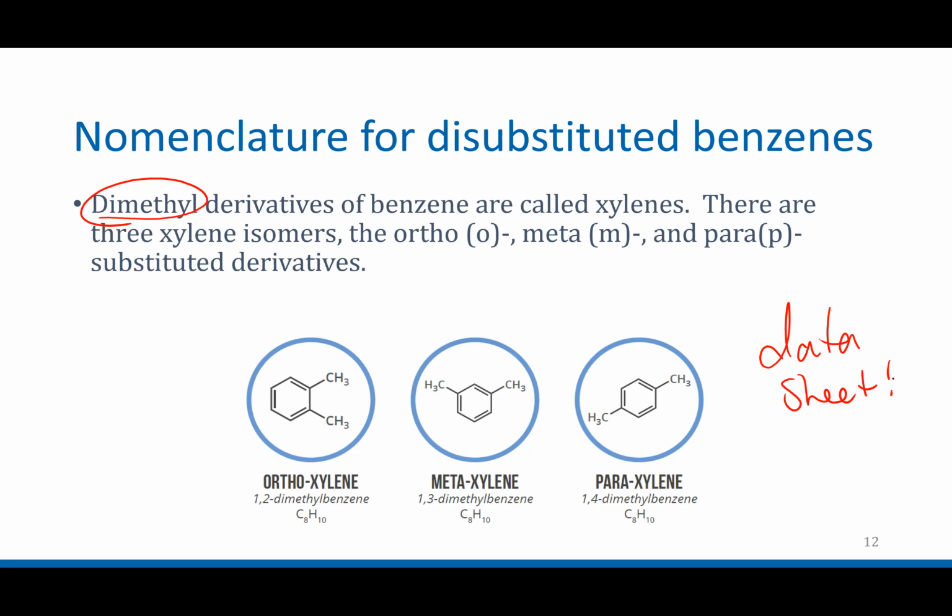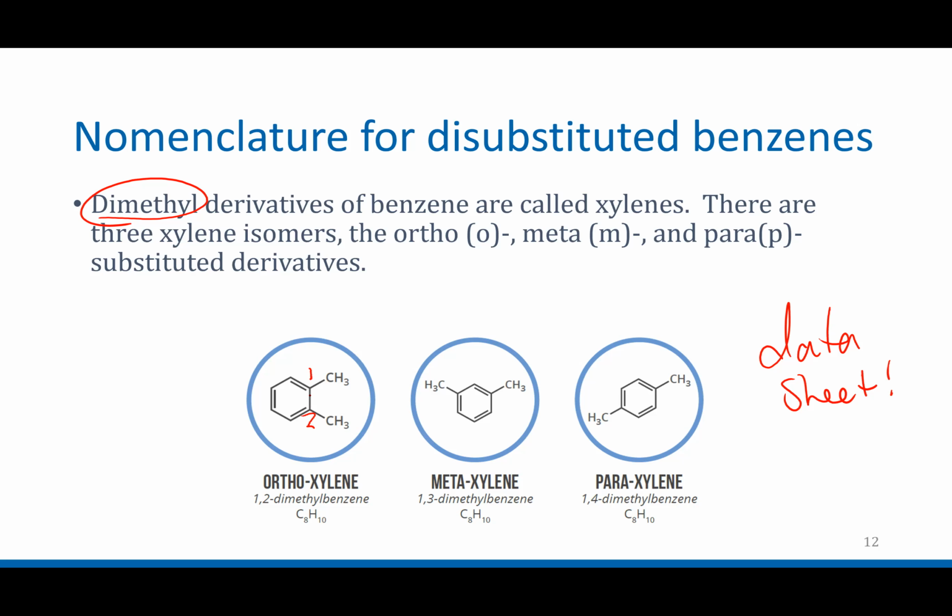When you have two groups on a benzene or aromatic ring, you have to tell me where those groups are. There are three options for where these groups could be, okay? So what are the three options? They could be right next to each other, meaning on the first and second carbon.